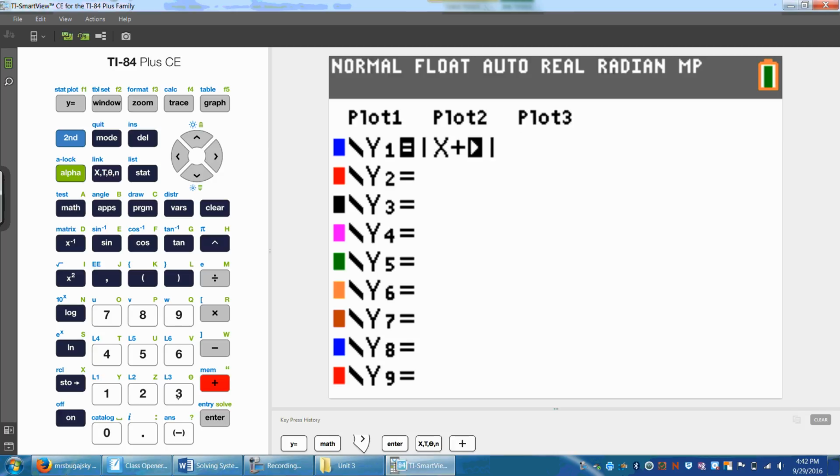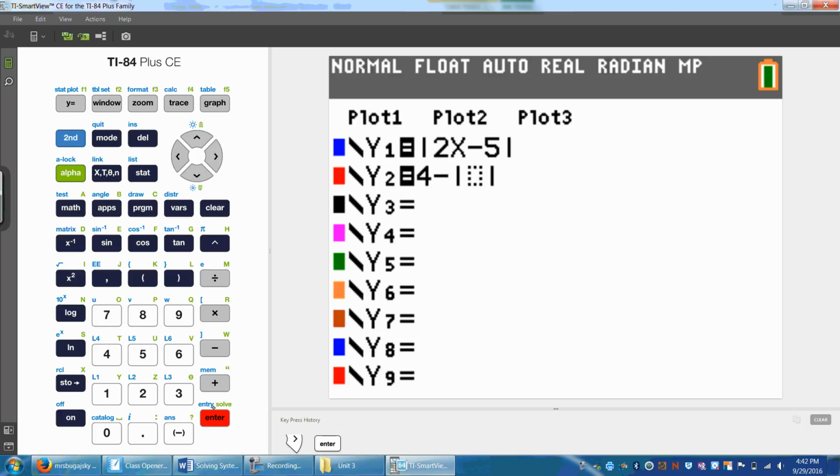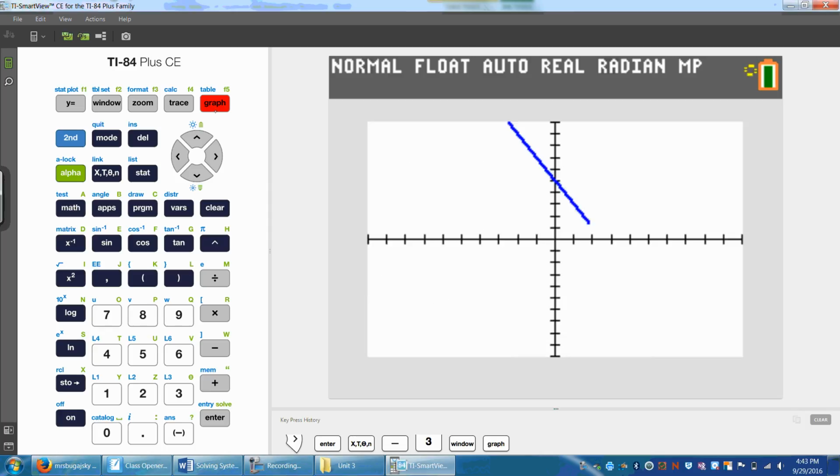X plus 3. I'm sorry, wrong one. 2x minus 5. And the second one is 4 minus, again, absolute value is math, right arrow, very first one, x minus 3. In case your window changed, it still should be from -10 to +10. I'm going to hit graph.